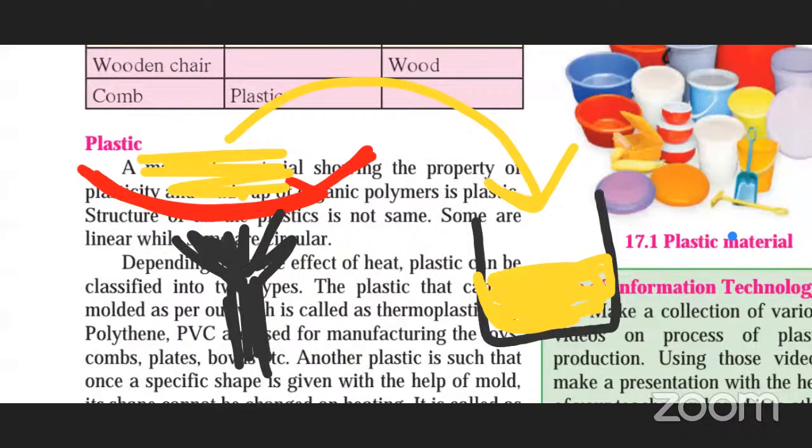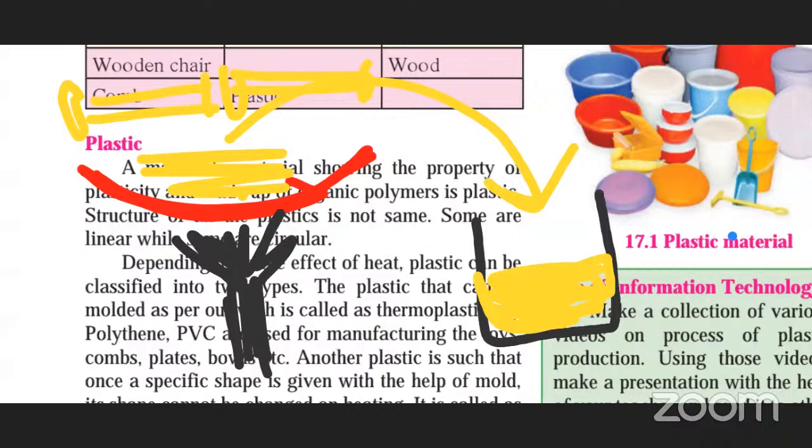Yes or no? Suppose you initially have candles like this, and you melt them. Suppose you have 3-4 candles and now you have melted them. After melting the candles, what can you do? The melted wax you pour into such a container. So what will happen? The initial 3-4 candles will convert into another shape like this.